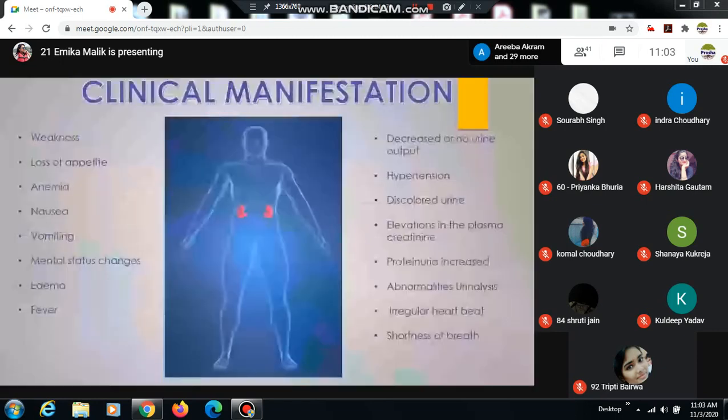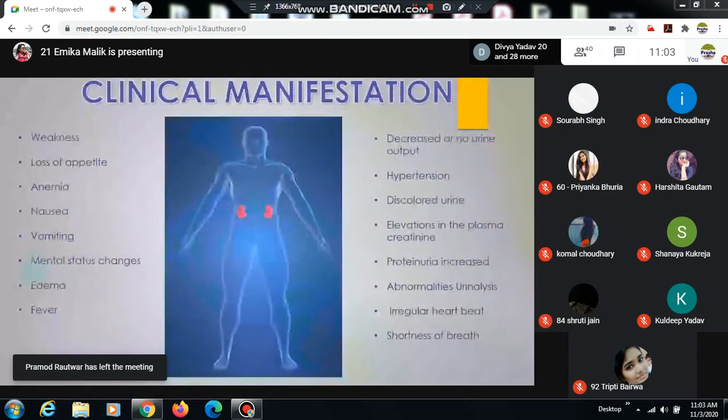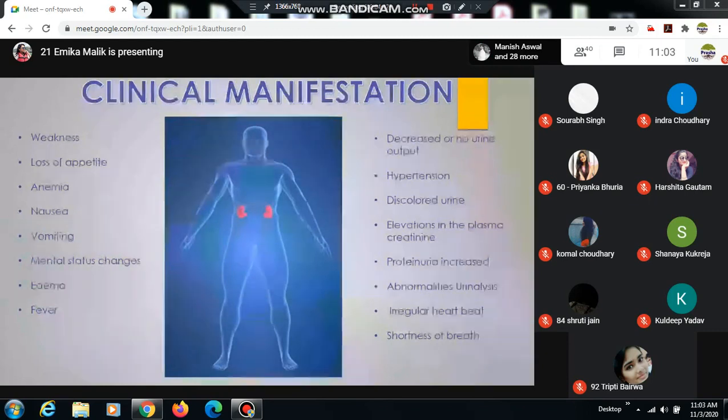Now we will discuss the clinical manifestation of acute renal failure: weakness, loss of appetite, anemia, nausea, vomiting, mental status changes, edema, fever, decreased or no urine output, hypertension, discolored urine, elevation in plasma creatinine, increased proteinuria, abnormalities in urinalysis tests, irregular heartbeat, and shortness of breath can be seen.